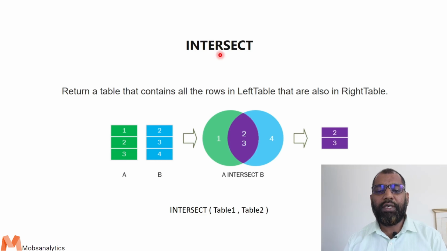This is what the intersect function will do. When you pass table A and table B to the intersect, we get the result 2 and 3, because 2 and 3 are the only values which are common in both tables. Let's move over to Power BI.